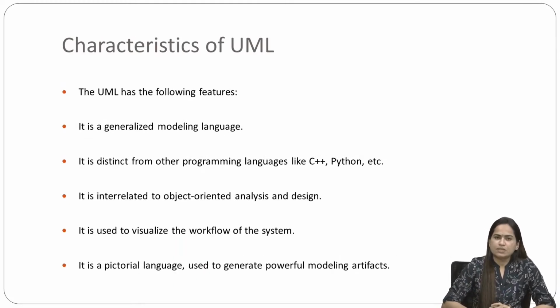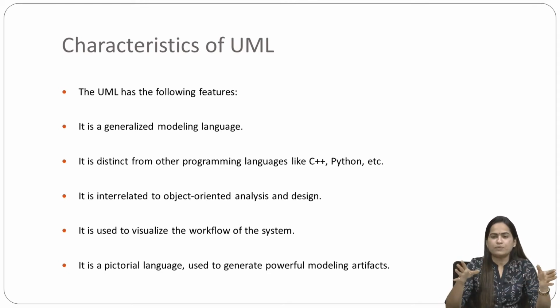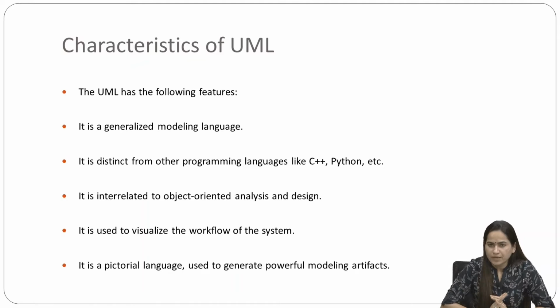Now let us discuss the characteristics of UML. When we are talking about it, it has some features. First, we can say it is a generalized modeling language, meaning we can use it for any type of software, any type of system, software system or non-software system. It is distinct from other programming languages like C++, Python, and many other object-oriented programming languages we have.